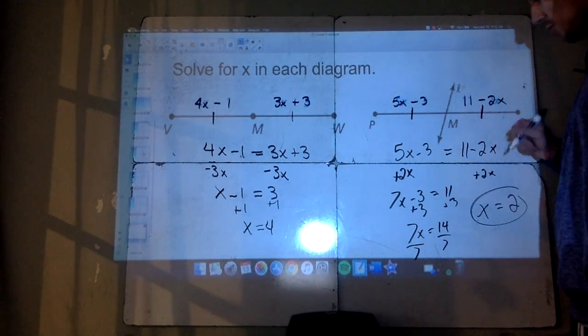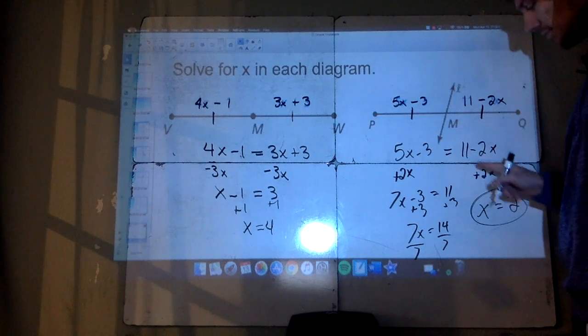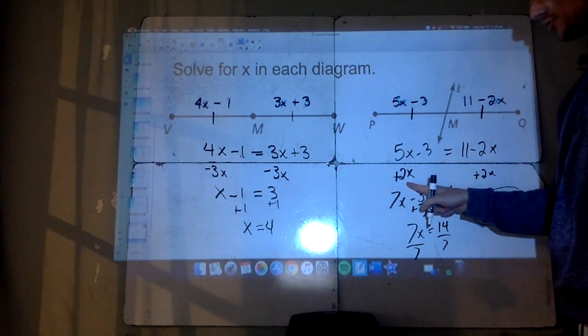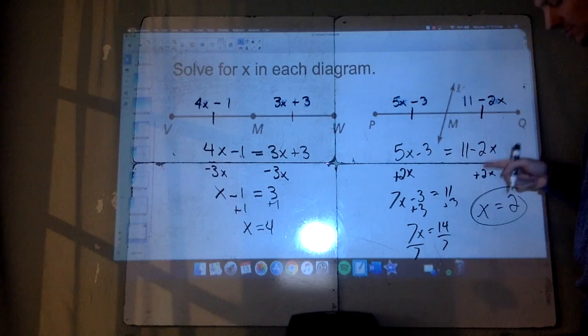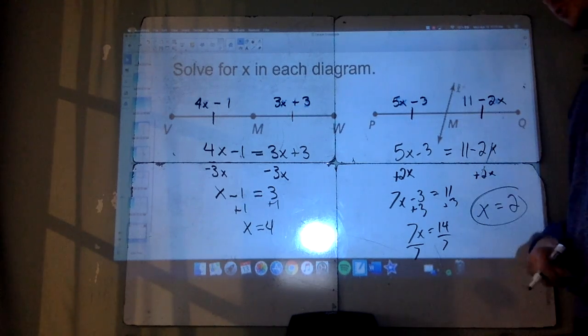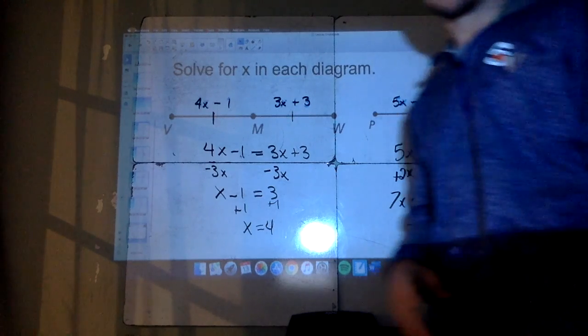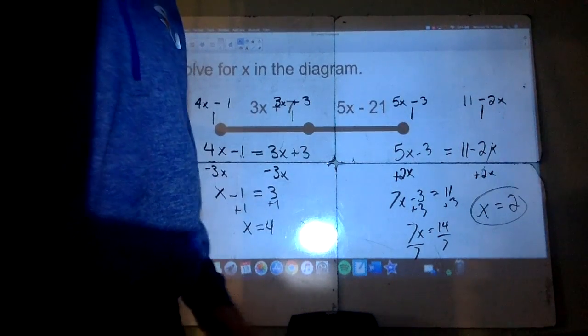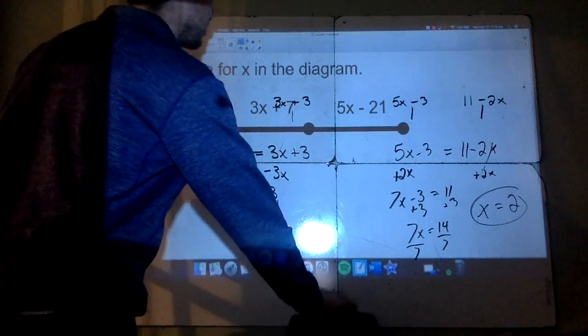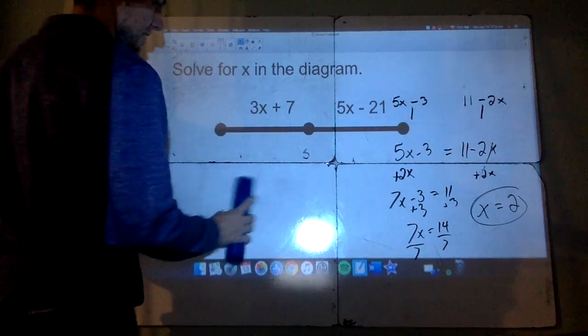All right, so here's my work. The first thing I did, the first step, most important one, is I added 2x to both sides, because negative 2x plus 2x gets rid of it. And now we just have x on one side. So for the last thing you're going to do today, I want you to try to solve for x in the diagram below.